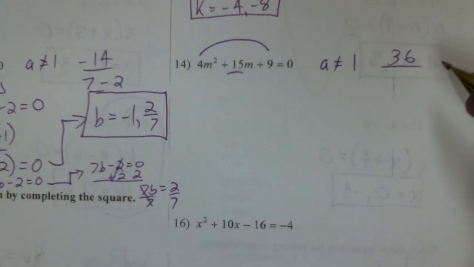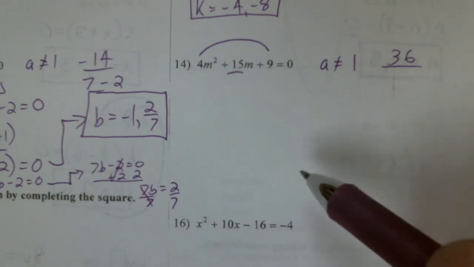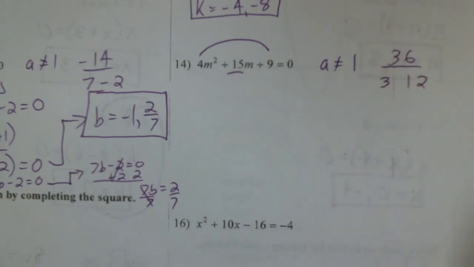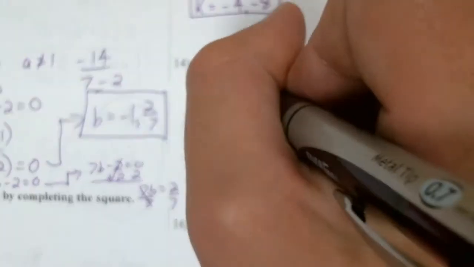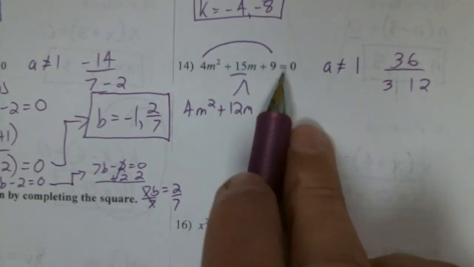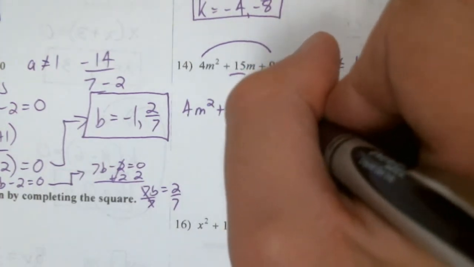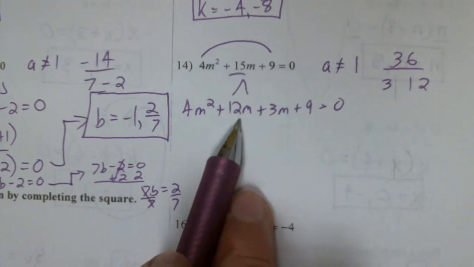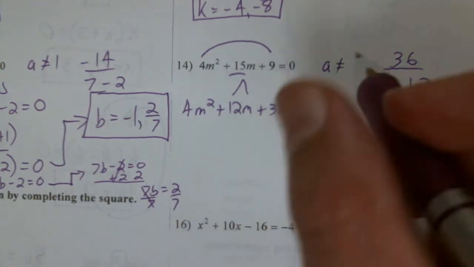Well, we went from 6 down to 4. What about 3? Does 3 go into 36? Yes, it does. 3 and 12. Okay, so those are my two factors. So I'm going to choose to match the 4 with the 12. So 4m squared plus 12m, I'll match the 3 with the 9, plus 3m plus 9. All I've done is I've taken 15 m's and split it into 12 m's and 3 m's.